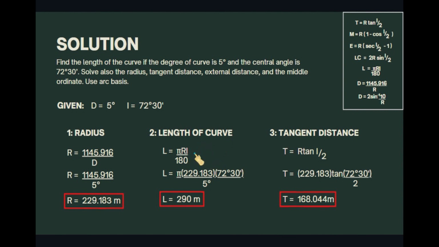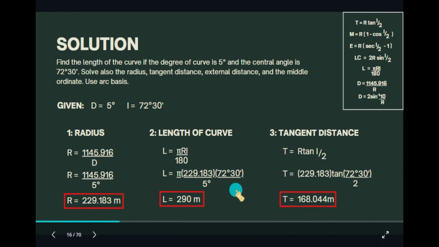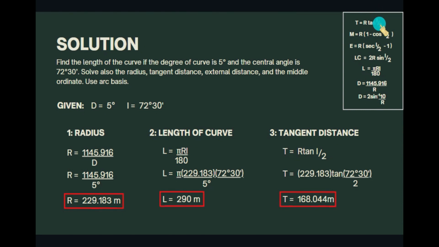Next, we can find the length of curve by using the formula L = pi times the radius times the intersection angle over 180. You can just solve this through direct substitution since we already have our radius, and that would be 290 meters. Next is the tangent distance. So from the formula above, you can already solve this.